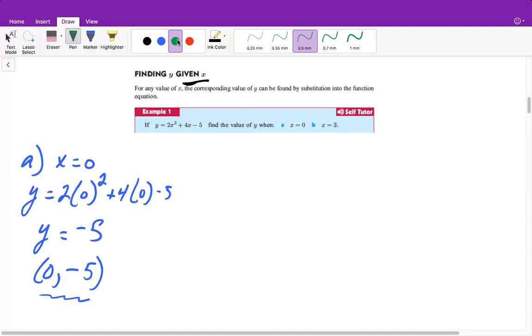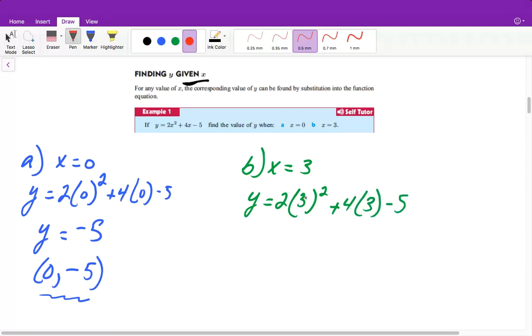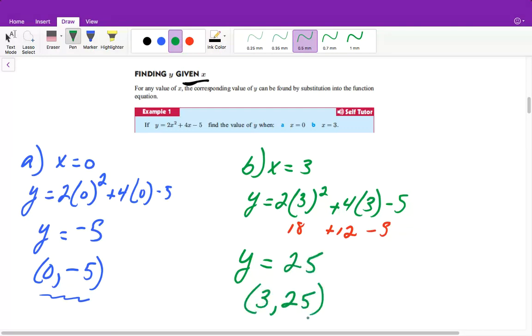The next one, when x is equal to 3. So for b, x is equal to 3. So that means y is equal to 2 times 3 squared plus 4 times 3 minus 5. So 3 squared is 9, 9 times 2 is 18, 4 times 3 is 12, minus 5. So this will then give me 30 minus 5, which is 25. So when x is equal to 3, y is equal to 25.